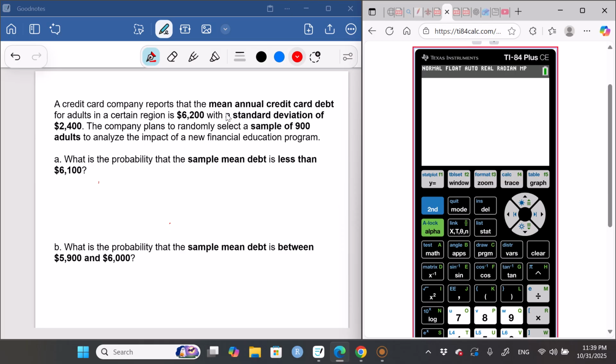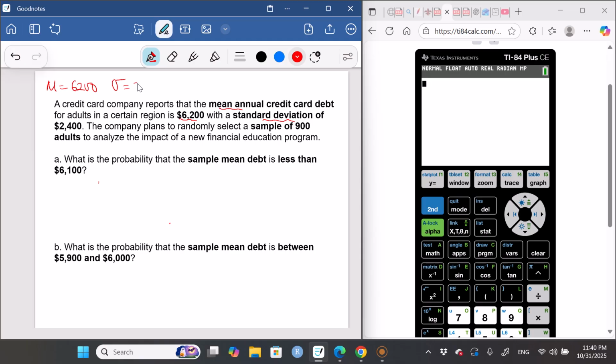Now, to break this down, the first information we have is the mean annual debt, that is, we have our mean to be 6,200. Okay, and also we have the standard deviation, which is sigma, to be 2,400. So the company plans to randomly select a sample of 900. Here we have our n to be 900, to analyze the impact of the new financial education program.